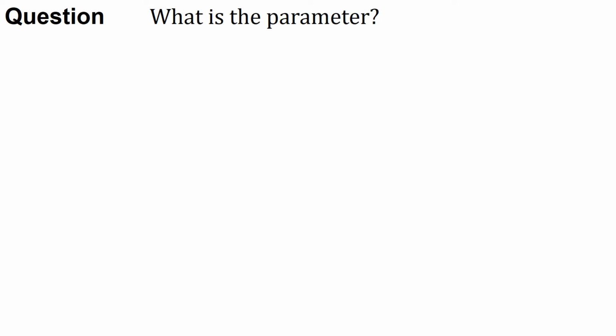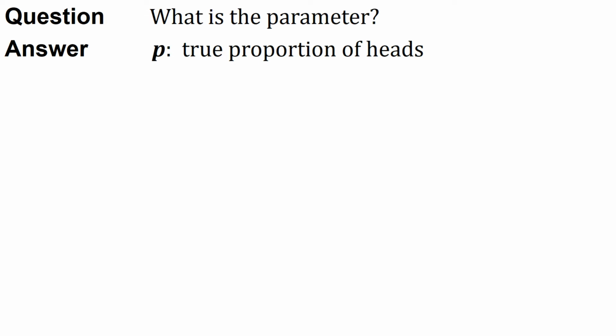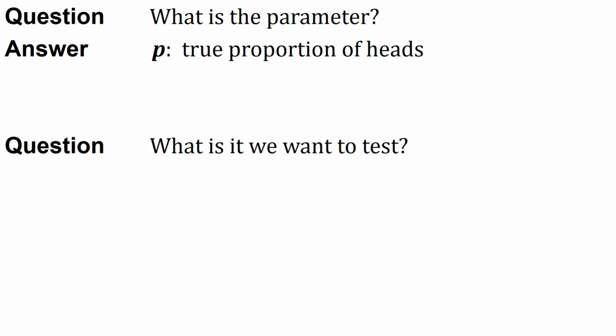First, consider what is the parameter. Here the parameter is the true proportion of heads. What is it we want to test? Well, we want to test something about that parameter. We want to test the quality of the idea that it is 73%. That's the value that's on trial here.